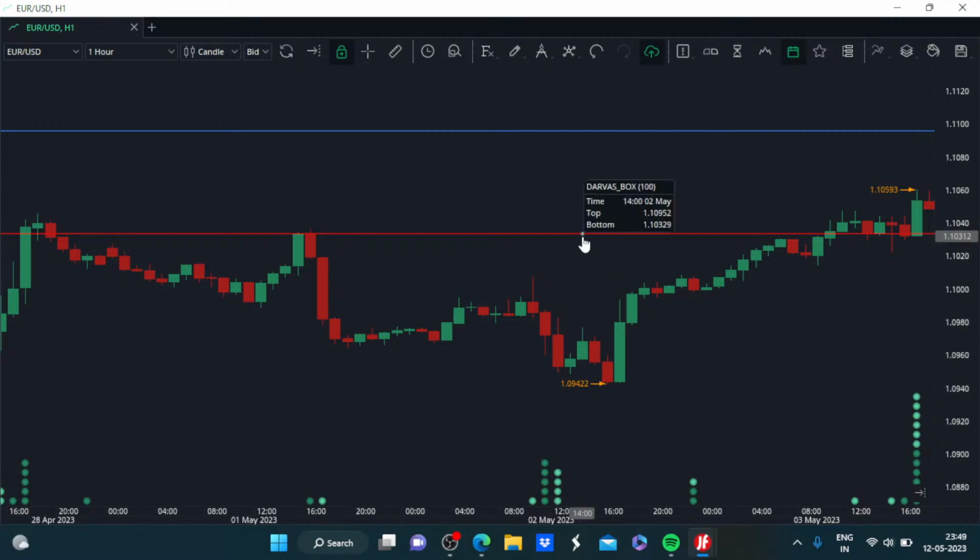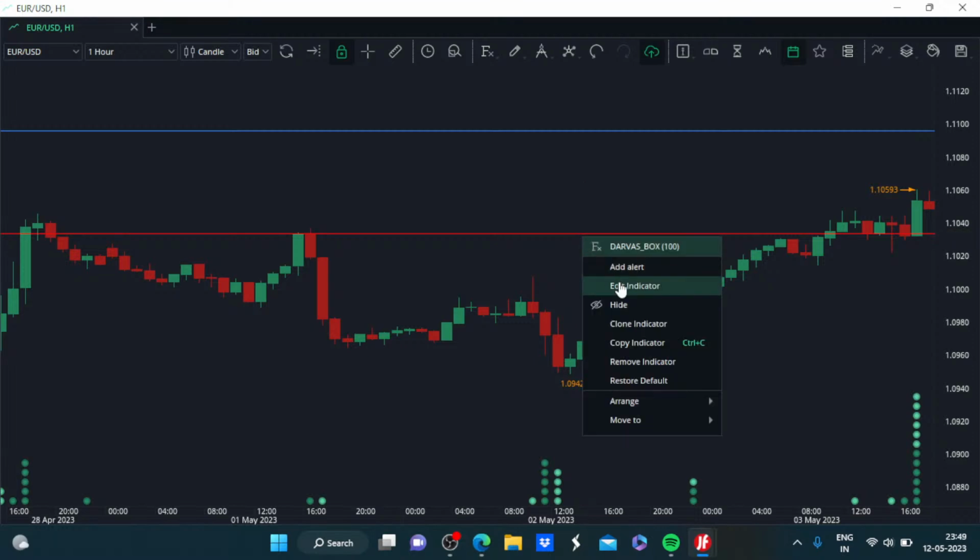Now let us see what we can do in terms of the customization. This is the edit indicator option.